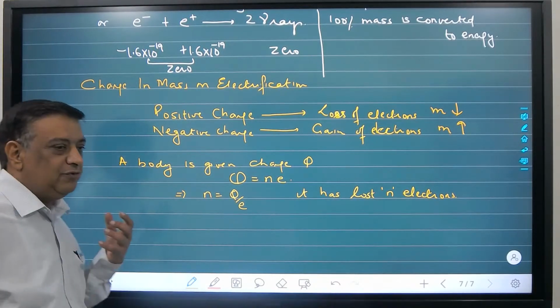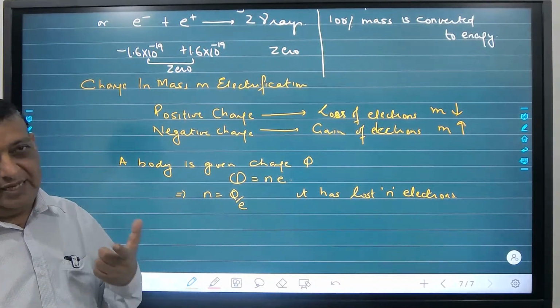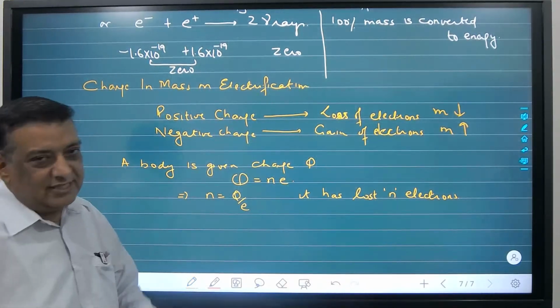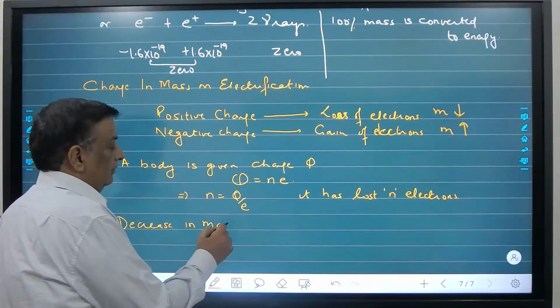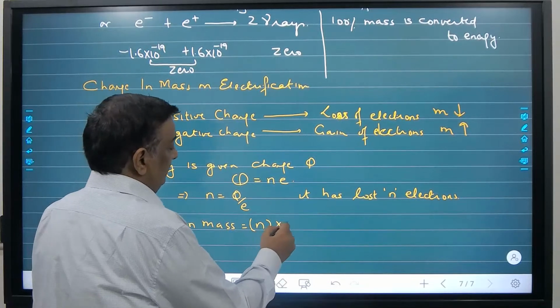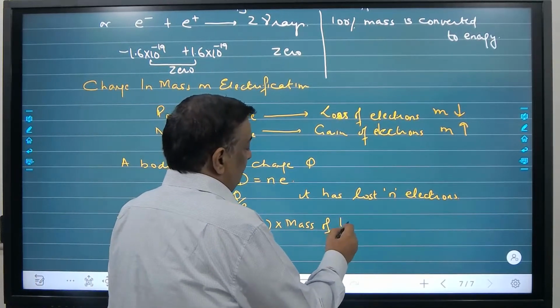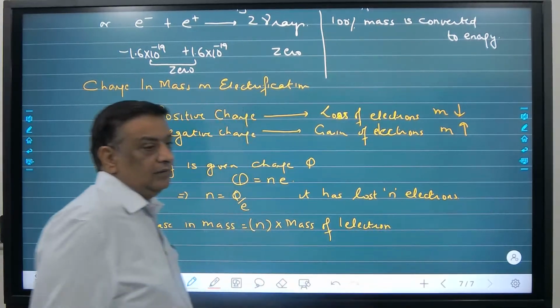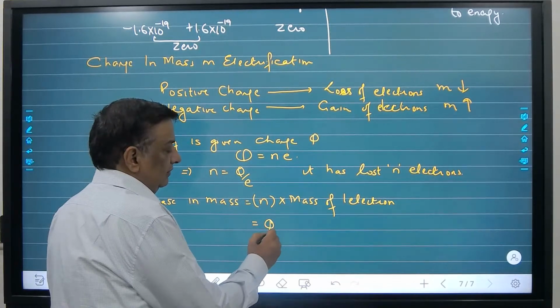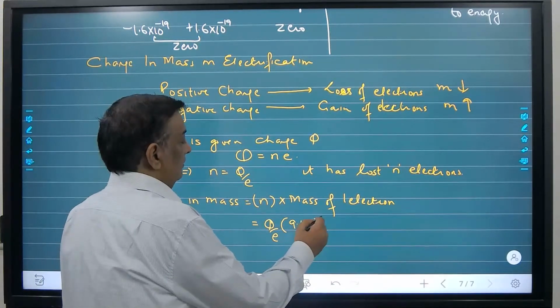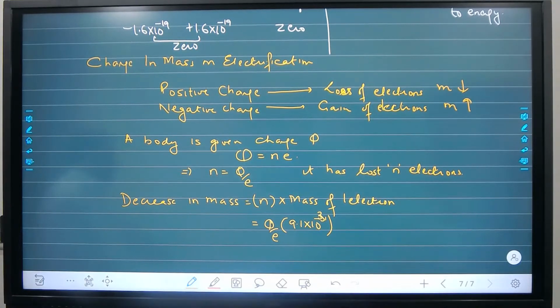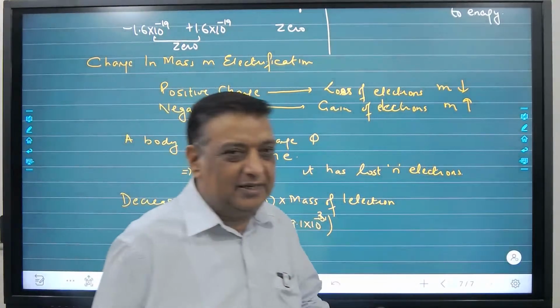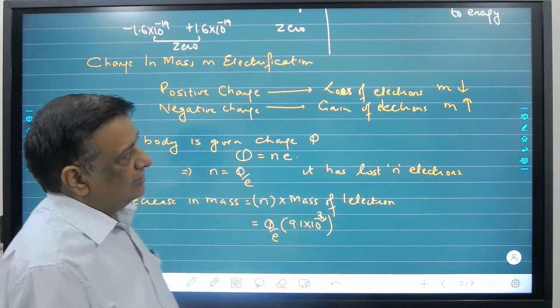So how much will the decrease in mass be? If you know the mass of one electron, say it's 9.1 into 10 raised to the minus 31 kg, and it has lost n electrons, then the decrease in mass would be the number of electrons lost into the mass of one electron. So this is the formula which you can use to find the change in mass which takes place when bodies are electrified. If you are giving negative charge, it means it has gained electrons. Positive charge means it has lost electrons.